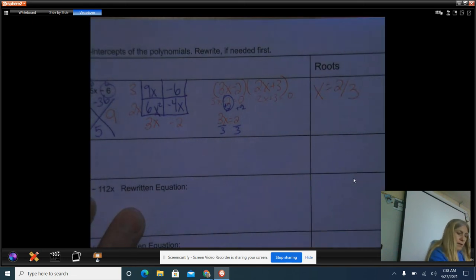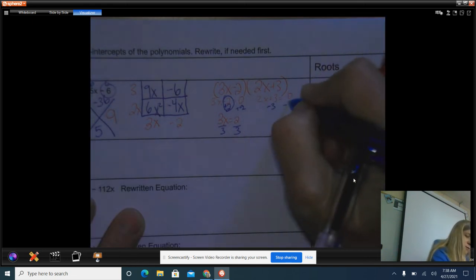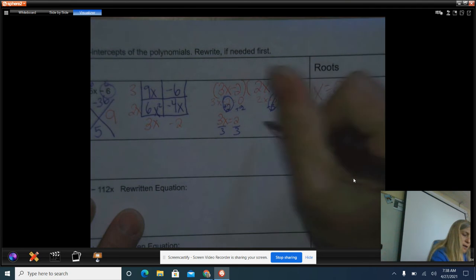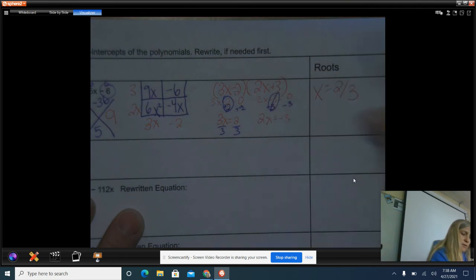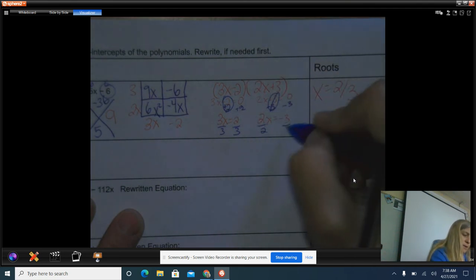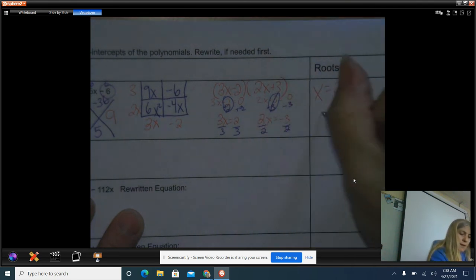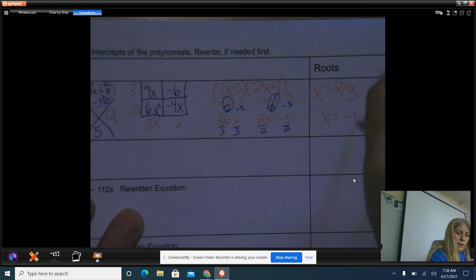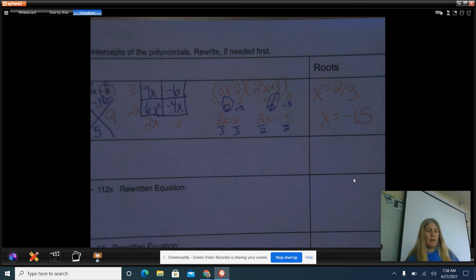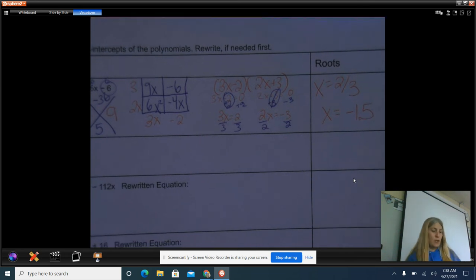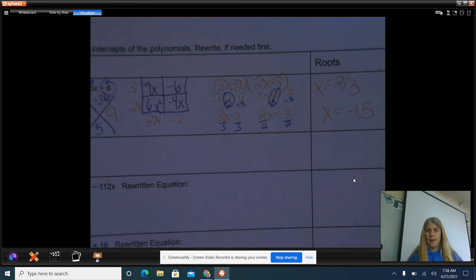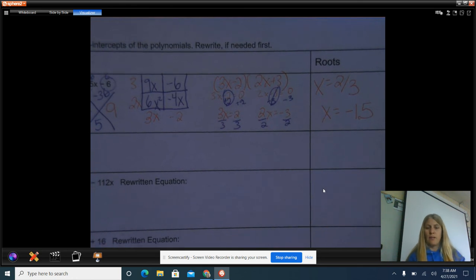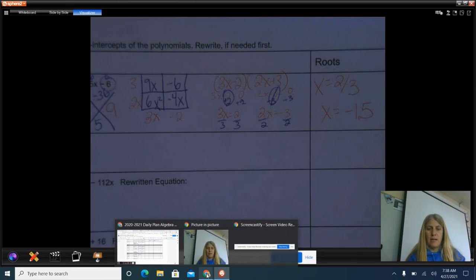Okay. For my second one here, I'm going to subtract 3 from both sides. That gives me 2x is equal to -3. Divide both sides by 2. And so my second root is going to be -1.5. You can also leave that as -3/2. For me, I like to leave anything that is a repeater, like 2/3, as a fraction. And if it is a terminating decimal, I do prefer to leave that as a decimal.